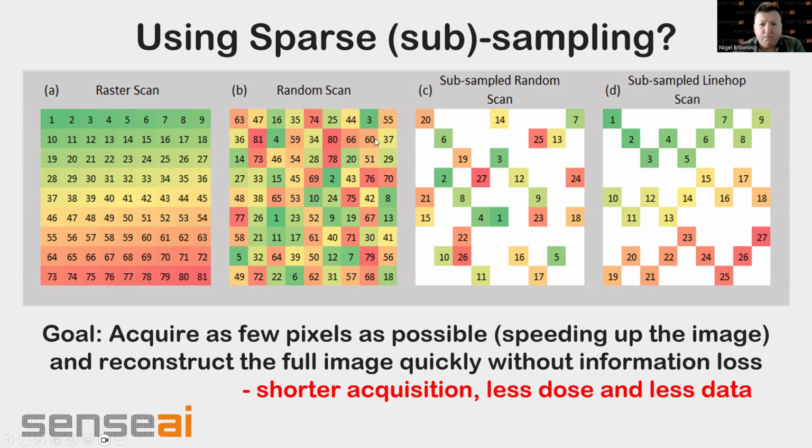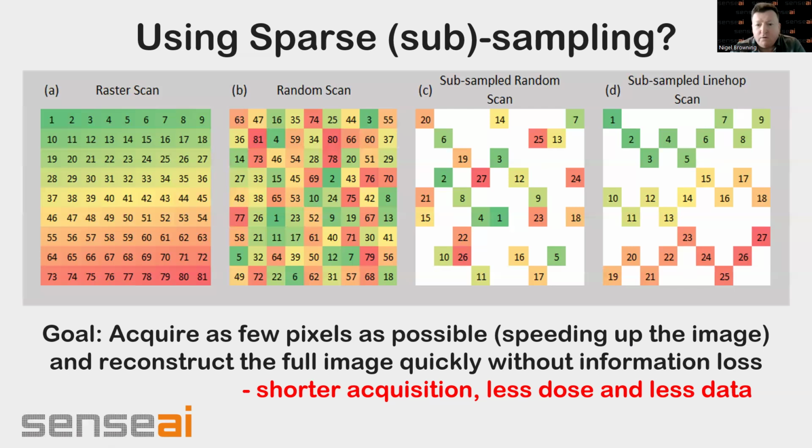Now, if we wanted to do a random scan, that means we move the beam wherever we want over the sample. In terms of sparse or subsampling, we can do a subsampled random scan, or we can do what we typically do at Sensei, which is a lane-constrained or random walk type of sampling that allows us to use far fewer beam locations to form a STEM image.